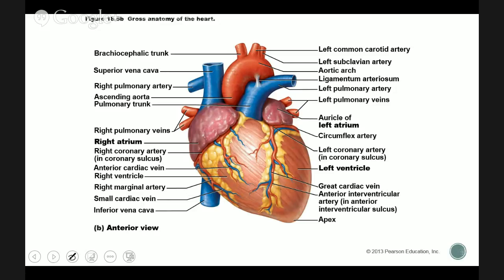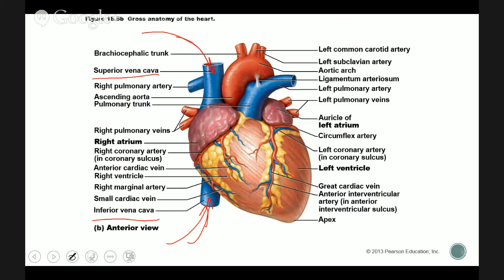Okay, this is a picture of the outside of the heart, the gross anatomy of the heart, the external structures of the heart. See a couple things. First, we see some blood vessels here, the two great veins, inferior vena cava and superior vena cava. Superior vena cava is going to bring blood from structures above the heart back to the heart. Inferior vena cava is going to bring blood back from structures below the heart.